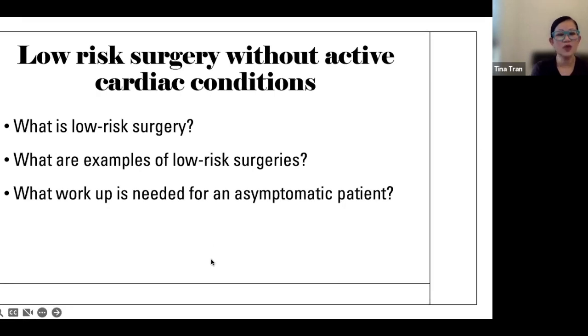So in this question, what are some examples of low risk surgeries?